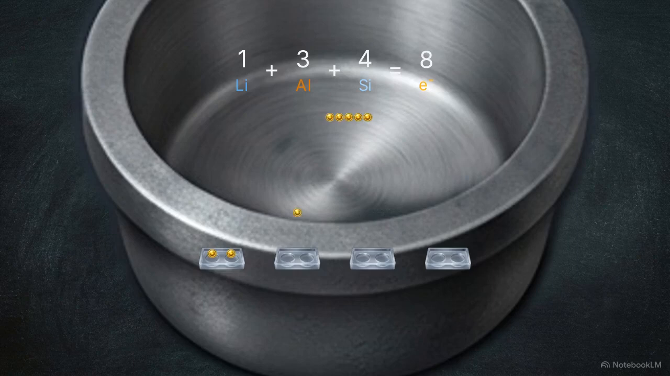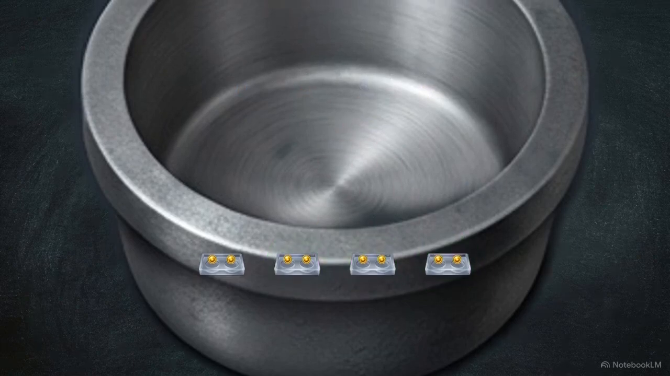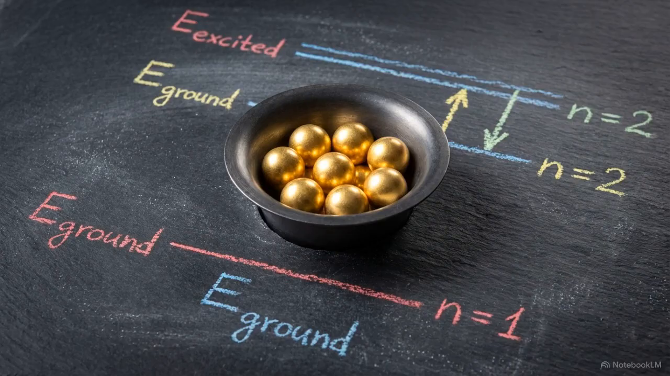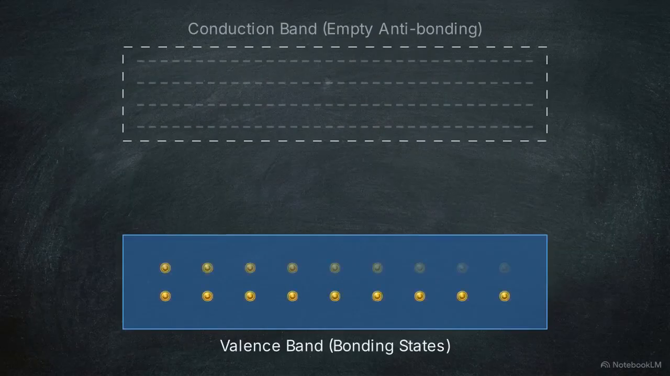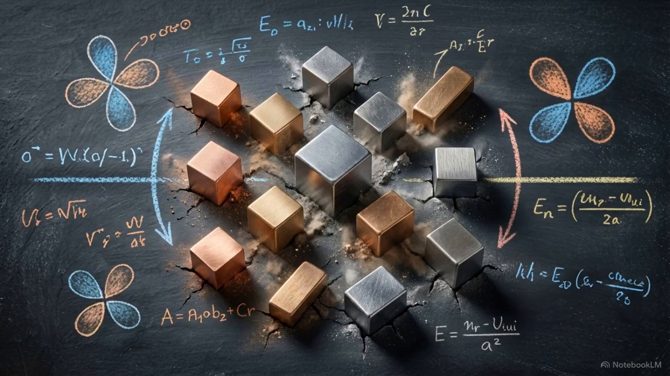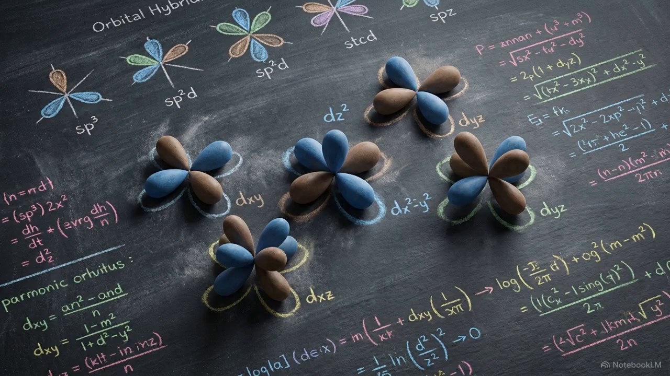Placing those 8 valence electrons into the compound completely fills the 4 lower bonding states in pairs. This leaves the high-energy antibonding states empty. The 8-electron rule is the exact mathematical volume of electrons required to fill the lattice's structural potential well, positioning the Fermi energy in a stable vacuum between the bands. This same logic applies to the transition metal half-Heuslers, but the presence of d orbitals alters the math.